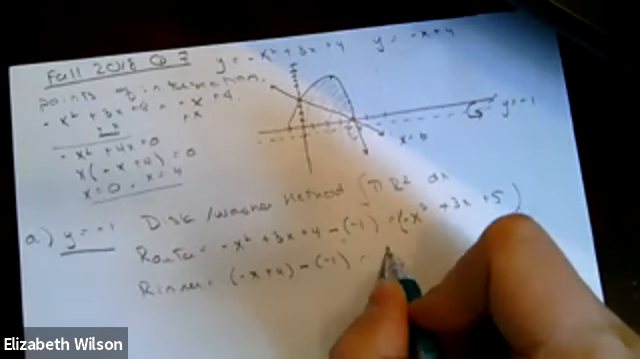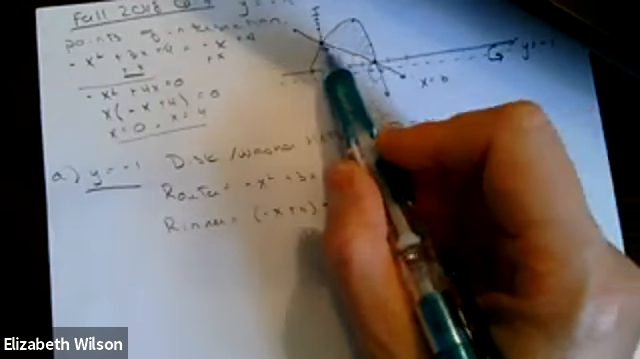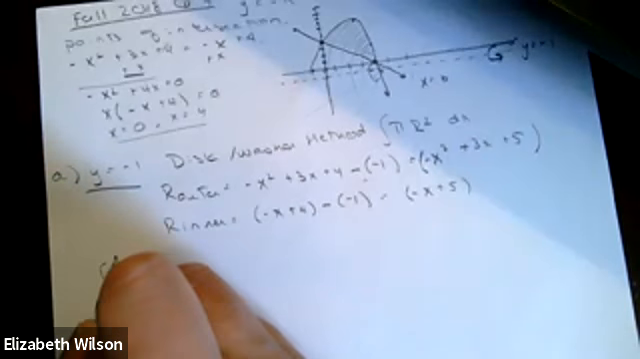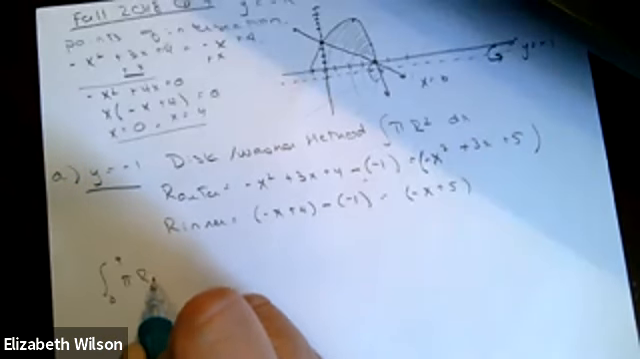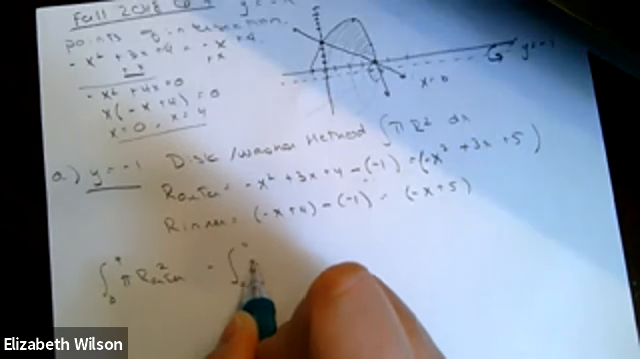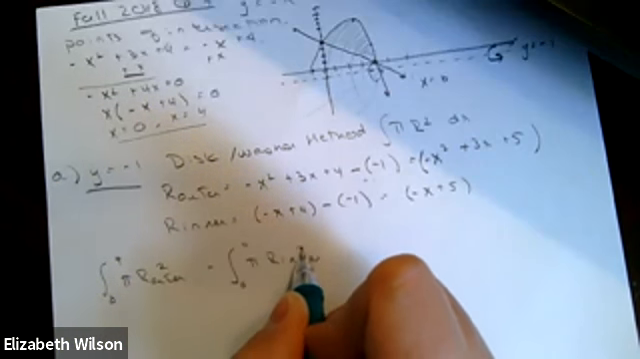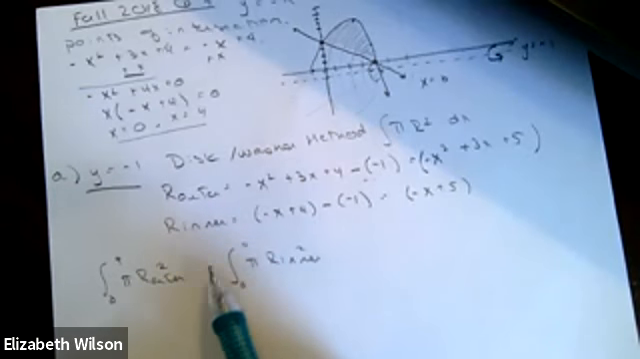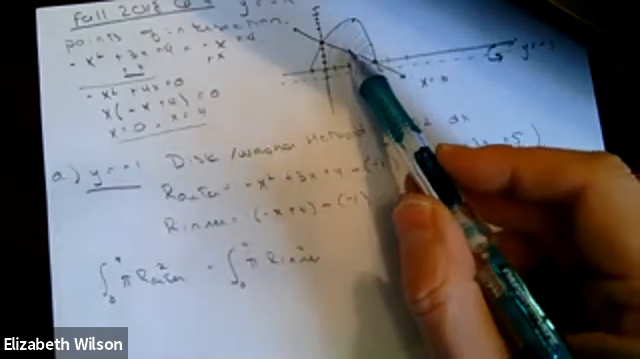So this ends up looking like minus x plus 5 as my inner radius. Okay, so when I go to integrate this, my intersection points from 0 to 4 form my bounds of integration. So I'm going to go from 0 to 4, pi r outer squared minus from 0 to 4, pi r inner squared. This is pi r squared minus pi r squared, the outer minus the inner. Okay, and that carves out this spot right there.